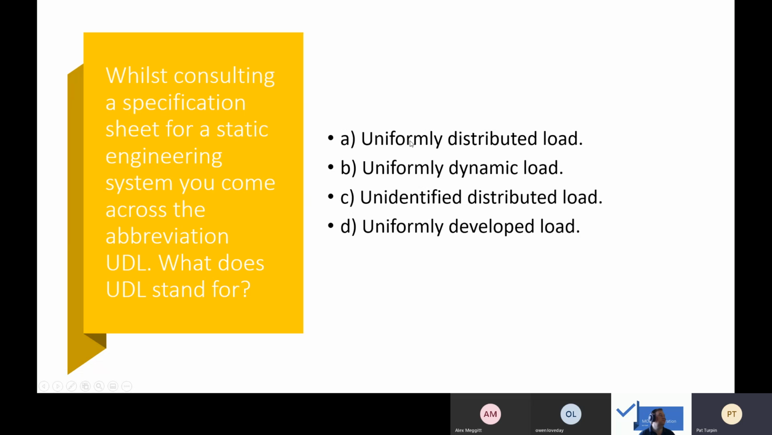But uniform distributed load. It's the top one. It's A. It's not B. I'm talking rubbish. It's A. A load that is distributed or spread across the whole region of an element, such as a beam or a slab. There you go.